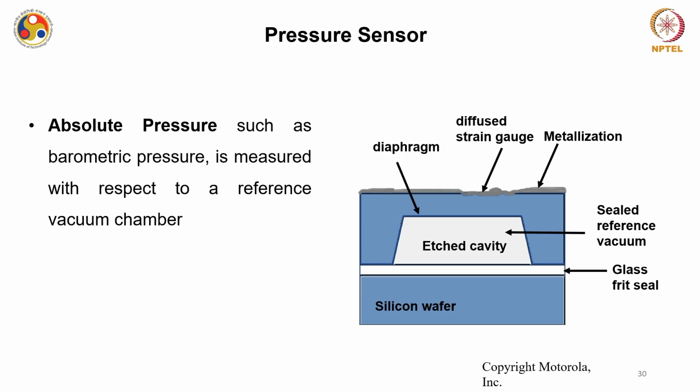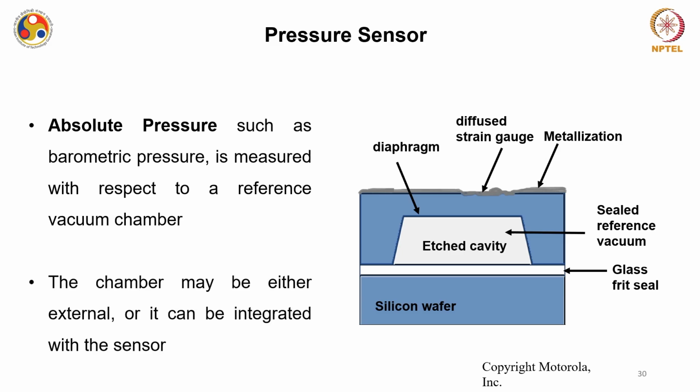So, when I talk about absolute pressure sensors, these are devices that can measure pressure with respect to a reference vacuum chamber or some known pressure. A barometric pressure sensor can be one example. Since you are measuring pressure with respect to a vacuum chamber, you should have either an external or internal chamber. So, the chamber can be either external or it can be integrated with the sensing device.